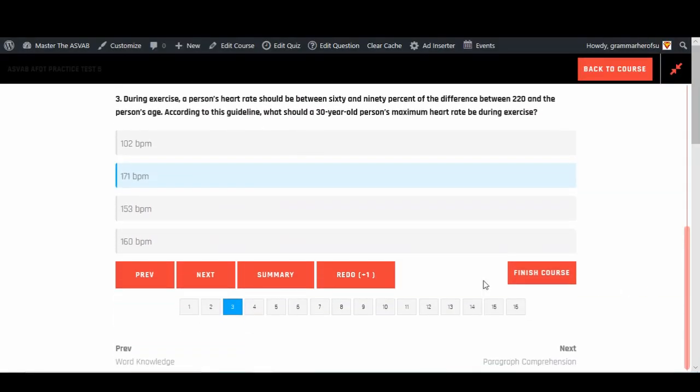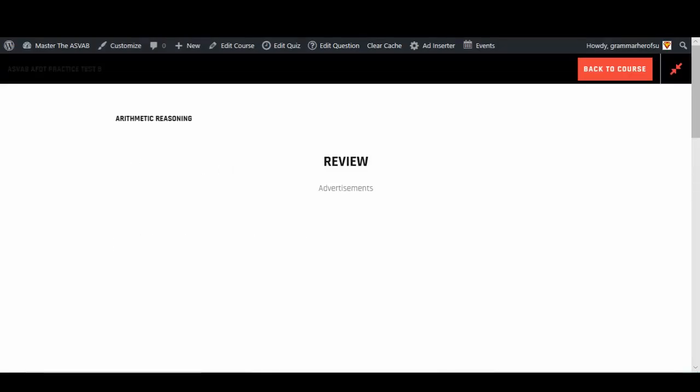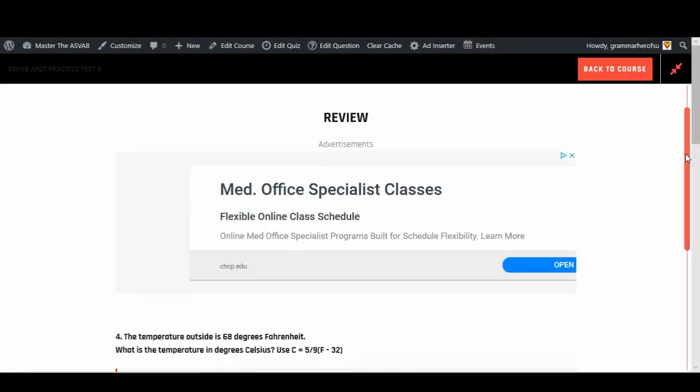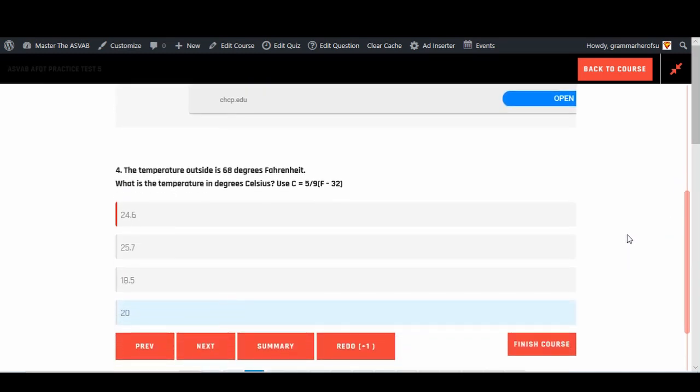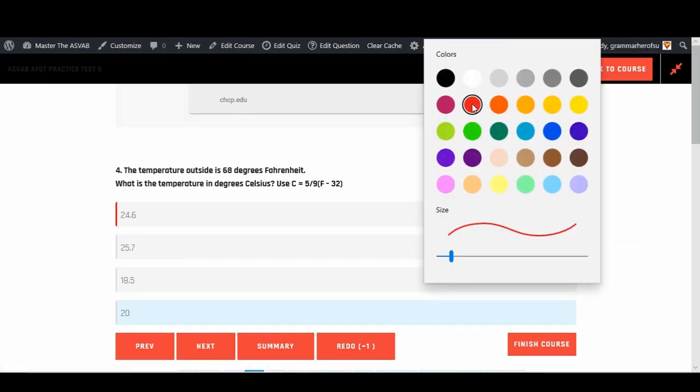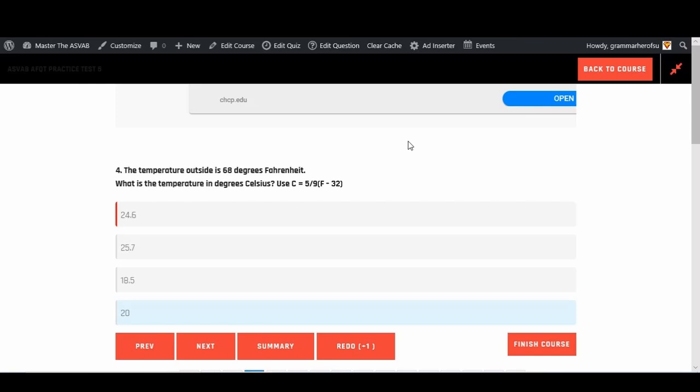All right, let's go ahead and move on to number 4. Number 4 says the temperature outside is 68 degrees Fahrenheit. What is the temperature in Celsius? Use Celsius equals 5/9 F minus 32. So they gave us the formula, which was nice. I'm just going to copy it over here.